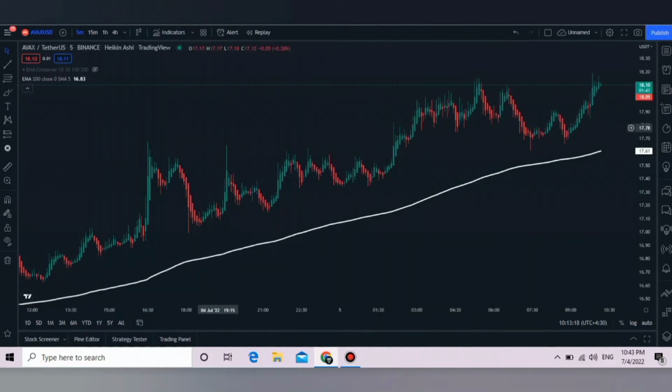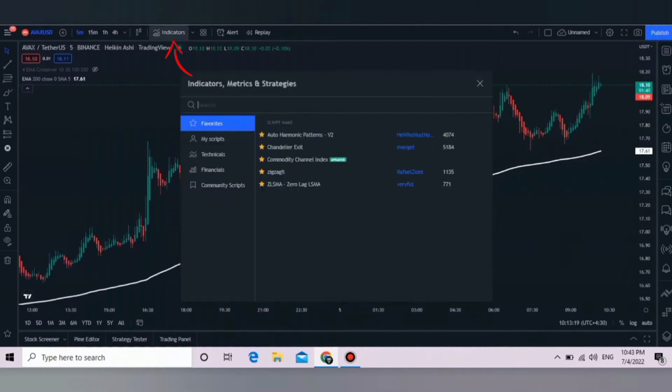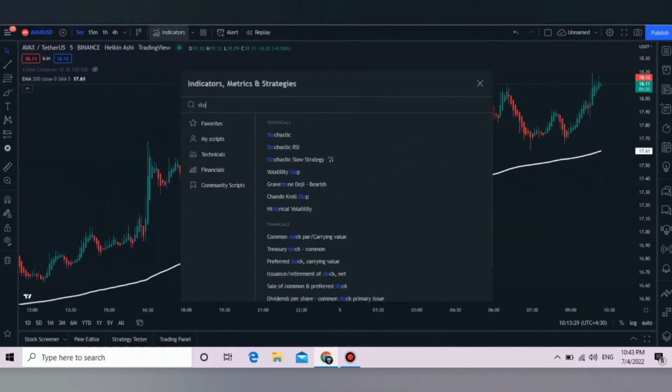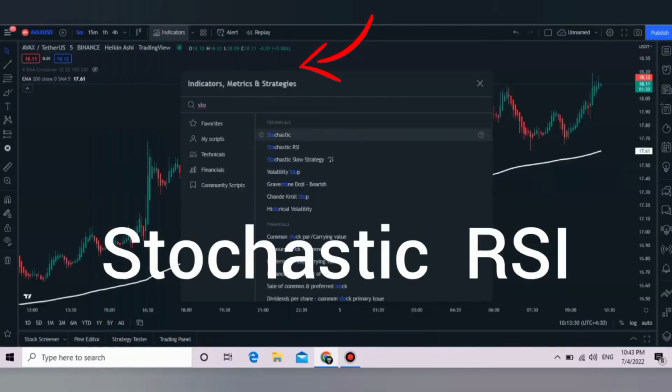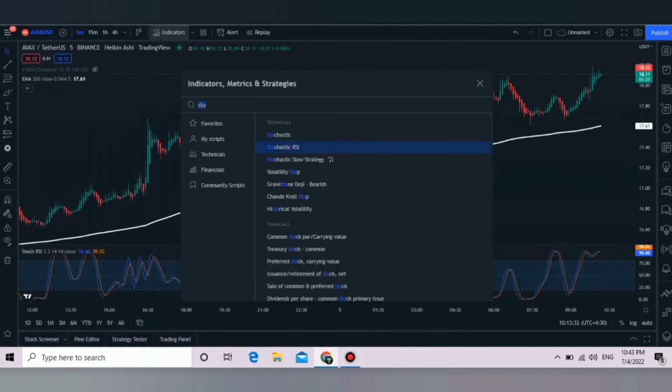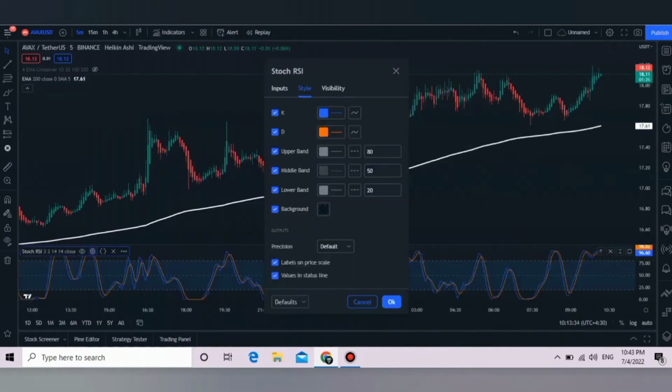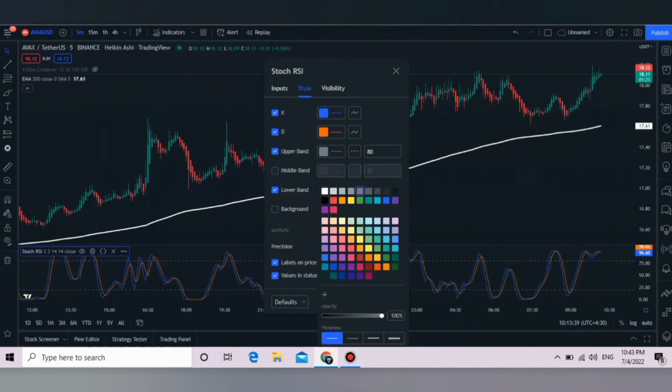So let's add another indicator in our chart. Click the indicator button again to add another indicator in our chart and search stochastic RSI. Click on it to add it in our chart. Then click the settings and change the settings like me.